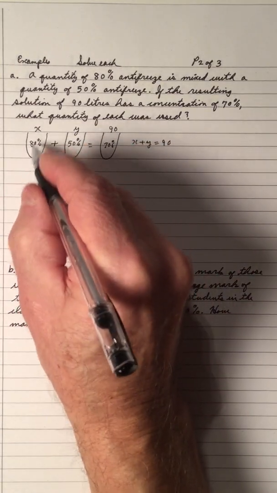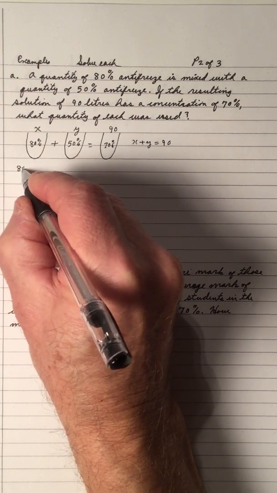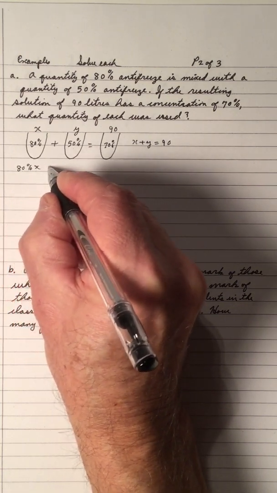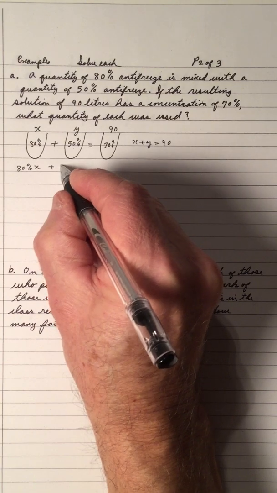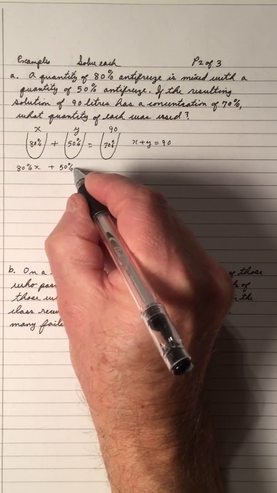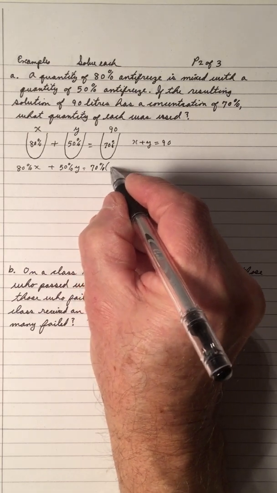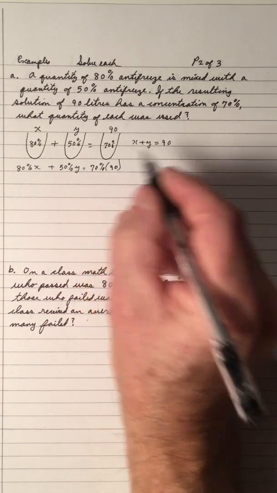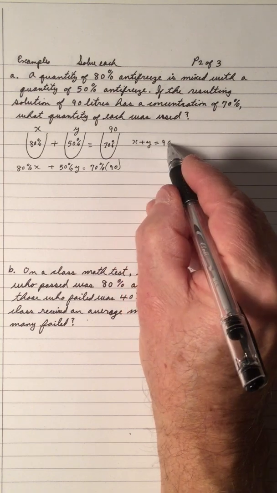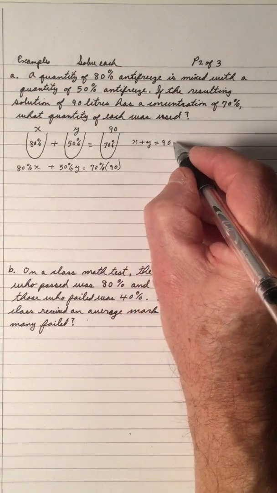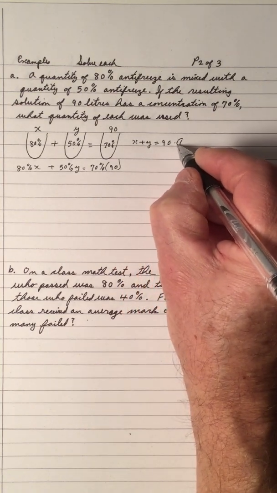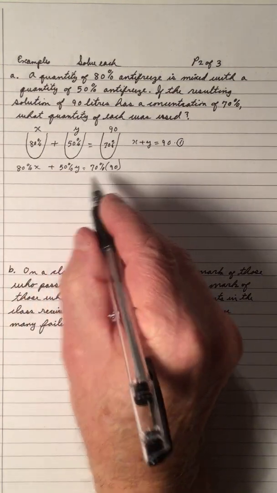But if you take 80% of X and 50% of the Y quantity, you're going to get 70% of the 90 liters. And so this equation is okay. We call that equation 1. That's all right, but we have to simplify this equation.